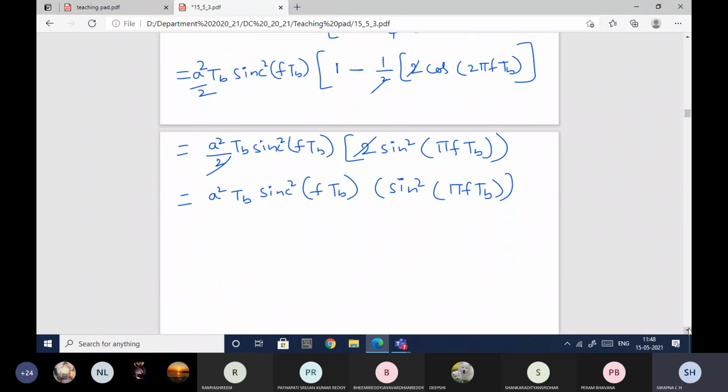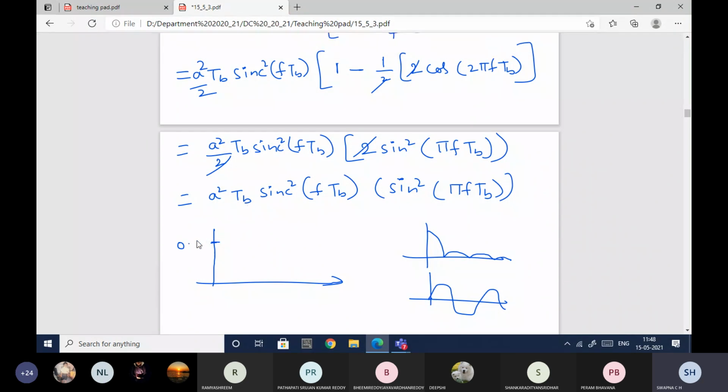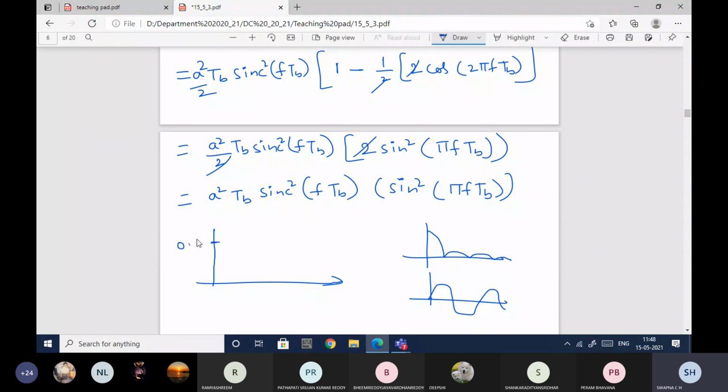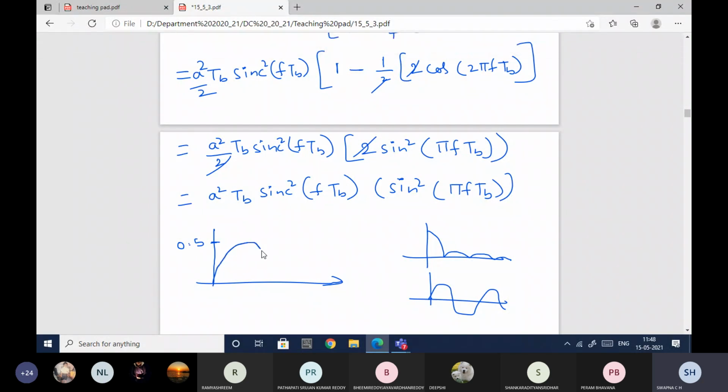Generally the sinc squared function will be in this way, and sin will be in this way. So when you multiply these two, the final equation will be in this way, and normalized, considering Tb is equal to 1 and A squared value is equal to 1, it will be equal to 0.5, and the spectrum will be in this way. Each and every value we need not calculate here, we'll just draw the graph roughly. It will be like this.